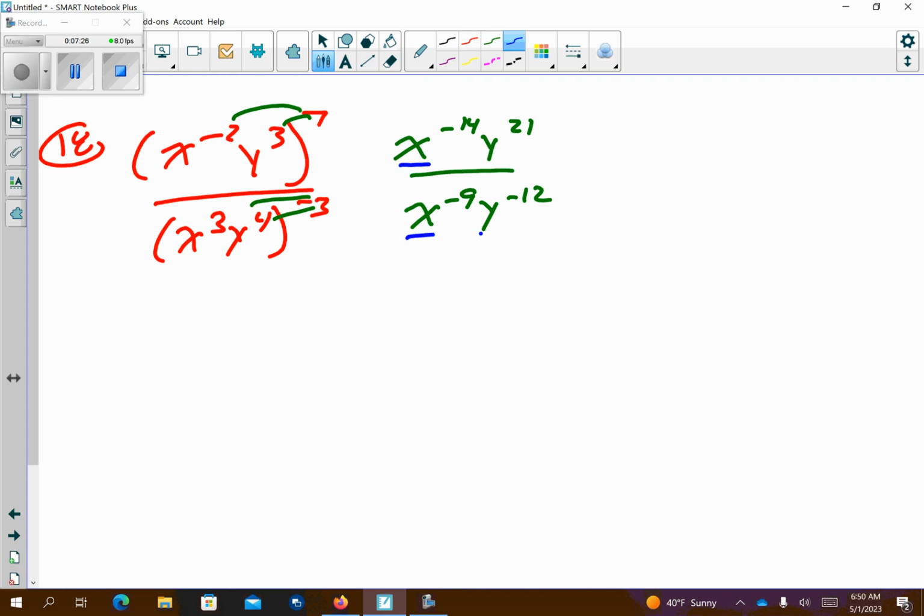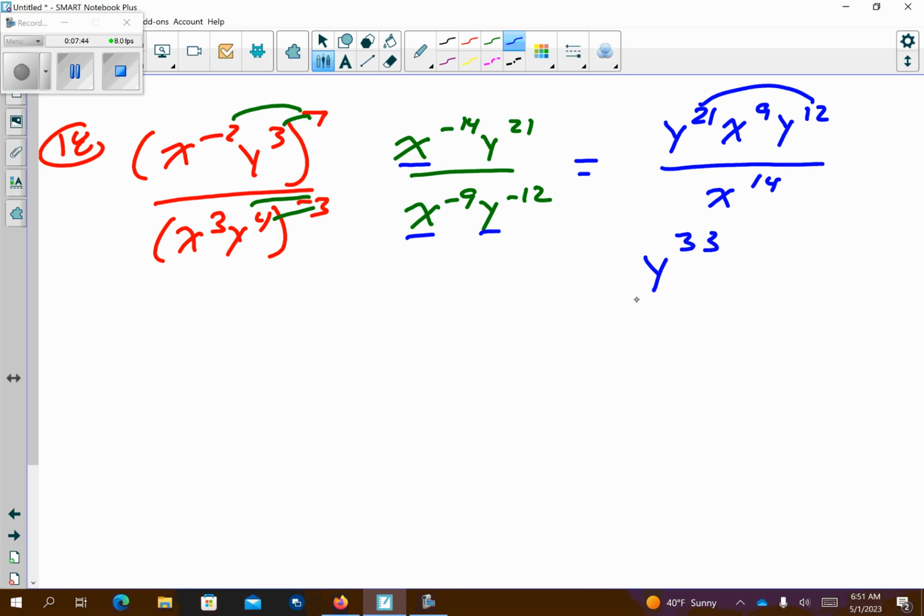Okay, all of these want to switch spots. The y to the 21st is going to stay up there. So we're going to be joined by x to the 9 and y to the 12. Notice the exponents changed, and x to the 14th moves down. All right, let's see. I can add those together. So I'm going to get y to the 33rd power, and then we can do tug of war with the x's. Looks like the bottom wins by 5.